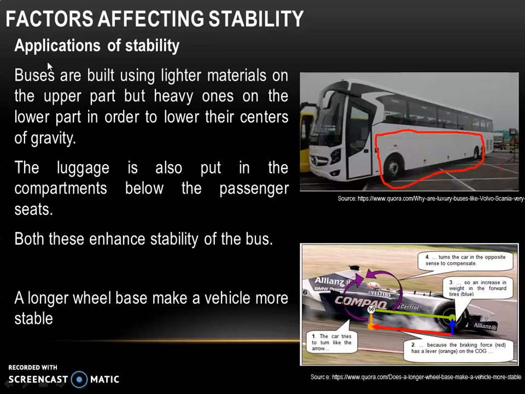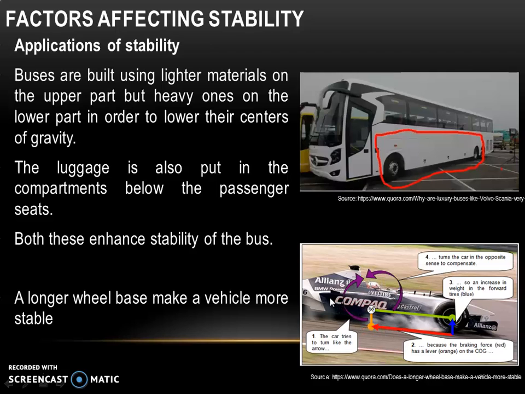Next, we will find out which are the applications of stability. The buses are built using lighter materials on the upper part but heavy ones on the lower part in order to lower their center of gravity. The luggage is also put in the compartments below the passenger seats. So both of these enhance the stability of the bus. And if the wheelbase is longer, the vehicle will be more stable.